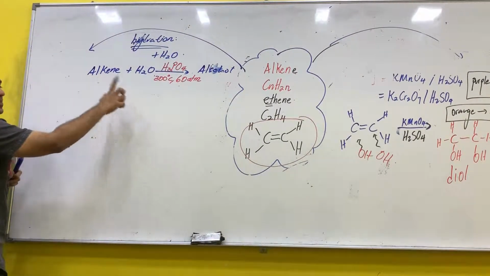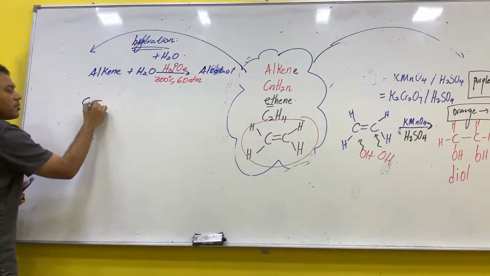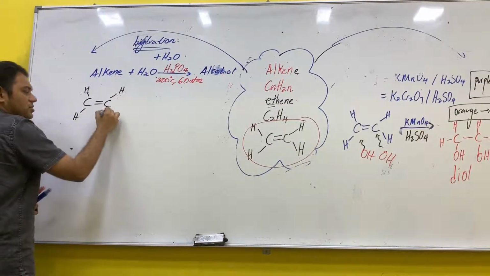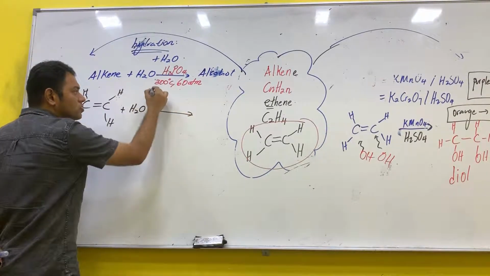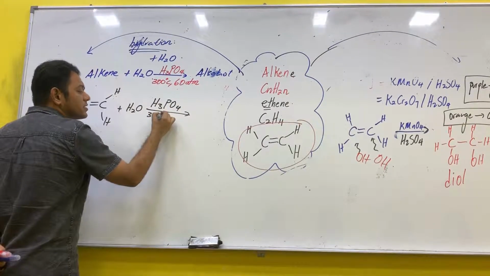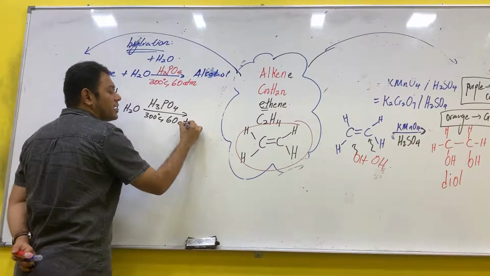Okay, so guys, listen, what happened? We take the simplest one. Kita ada C double bond, C and H and H and H and H. You plus with the H2O and all those conditions, H3PO4, 300 degrees Celsius. You must write this, if not, they will penalize the marks. 60 ATM.